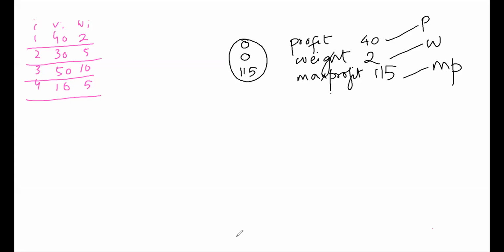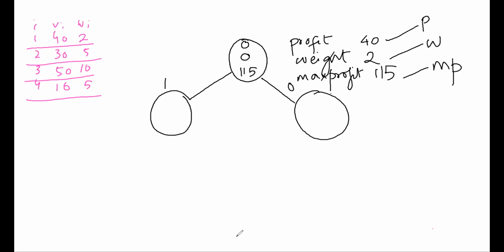So you have just started the problem, you are at node 0, you have not picked up any item, you have not decided to leave any item. So you can consider all the items available to you, and at this point you can have a maximum profit of 115. Now comes the step where you decide to pick or to drop item number 1.